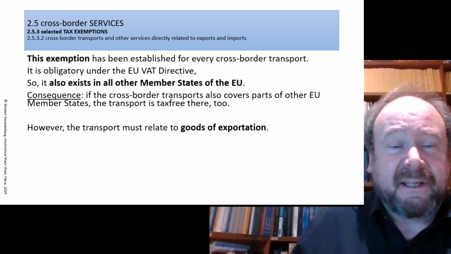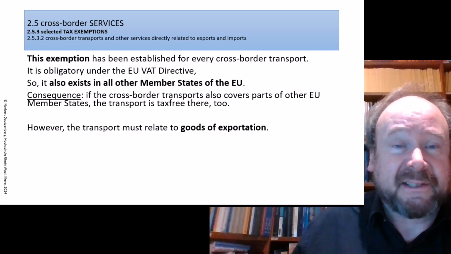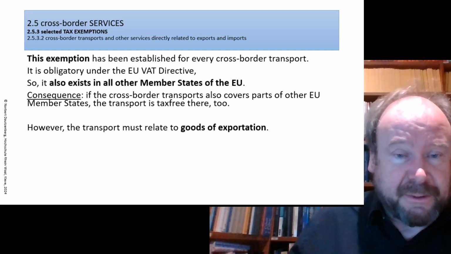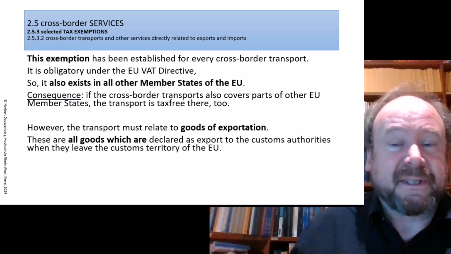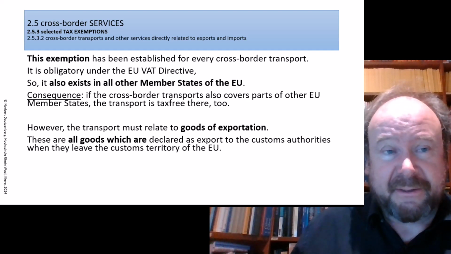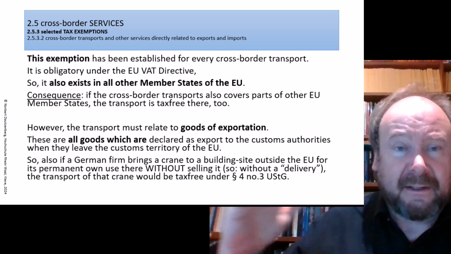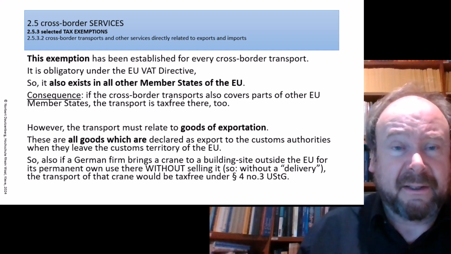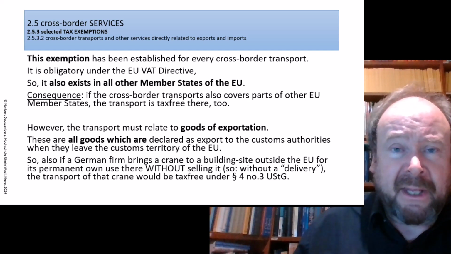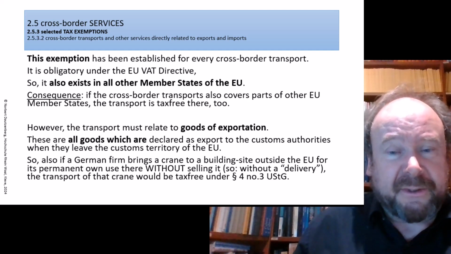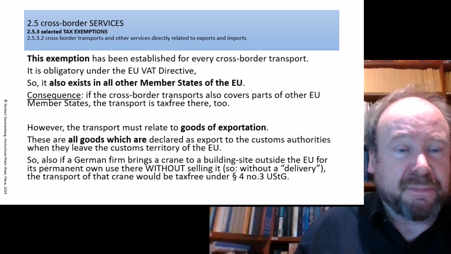However, the service is only free if the transport relates to goods which are exported. Goods which are exported are all goods which are declared as an export to the customs authorities when they leave the customs territory of the EU. So even if you have things which you don't sell to a third country, but just bring permanently to a third country without selling them to others, even these goods are exported. So even there, the tax exemption would apply.